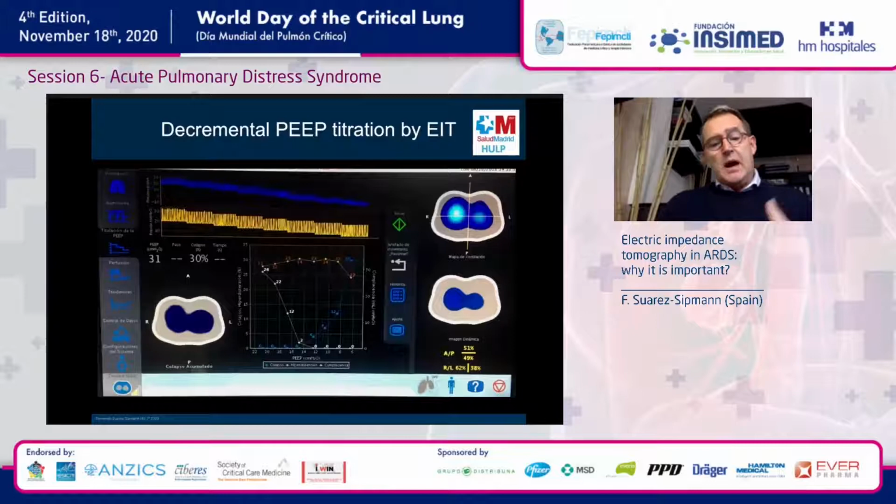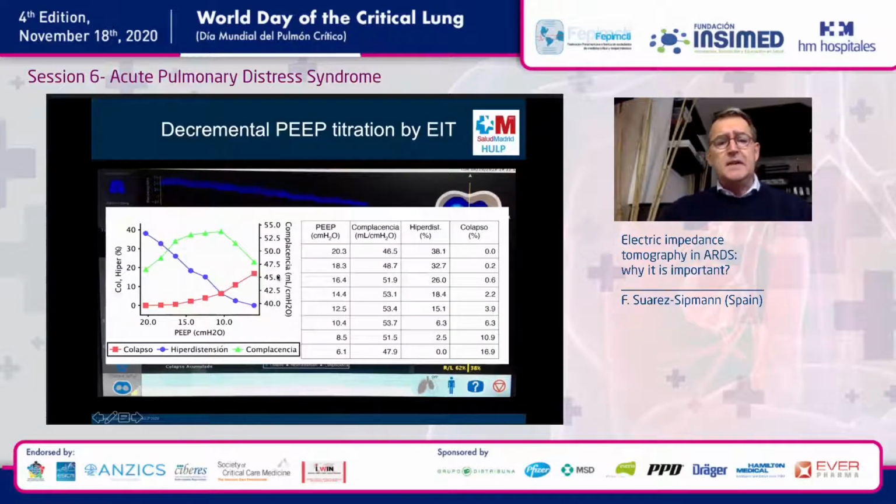So this is how one of the current available monitors looks like in clinical practice. And this is a PEEP titration here. What the system then provides is this type of graph where we can see the mechanical behavior of the lung. We get some information regarding mechanics, and you see here the crossing point and the PEEP level.